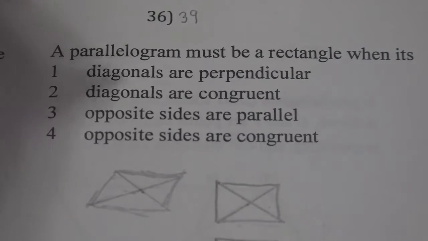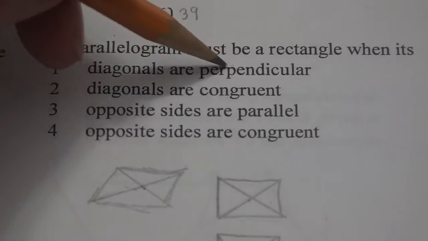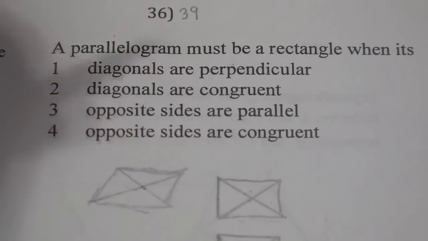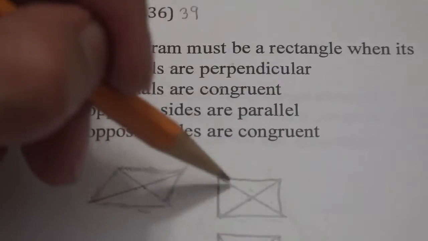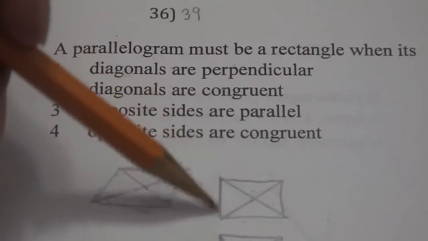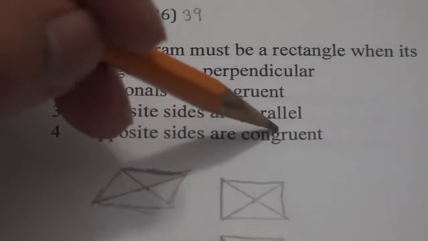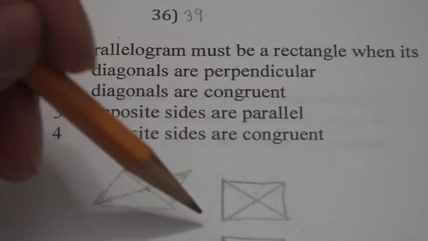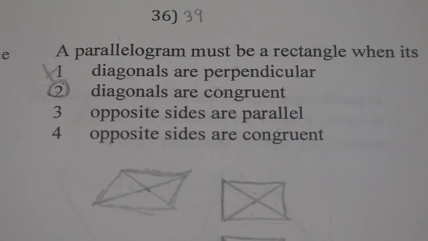So what do I need to know? I need to know when this parallelogram is a rectangle. So let's go over the choices. Diagonals are perpendicular. No, I never said anything about being perpendicular on the rectangle, so this is not the answer. Diagonals are congruent. Yes, we know that the diagonals are congruent. Opposite sides are parallel. Listen, opposite sides are parallel on the rectangle, on the square, on the parallelogram. So no. Opposite sides are congruent. We already said in a parallelogram, opposite sides are congruent. So no, it could be any of these shapes. So that's why number 2 is the right answer: diagonals are congruent.